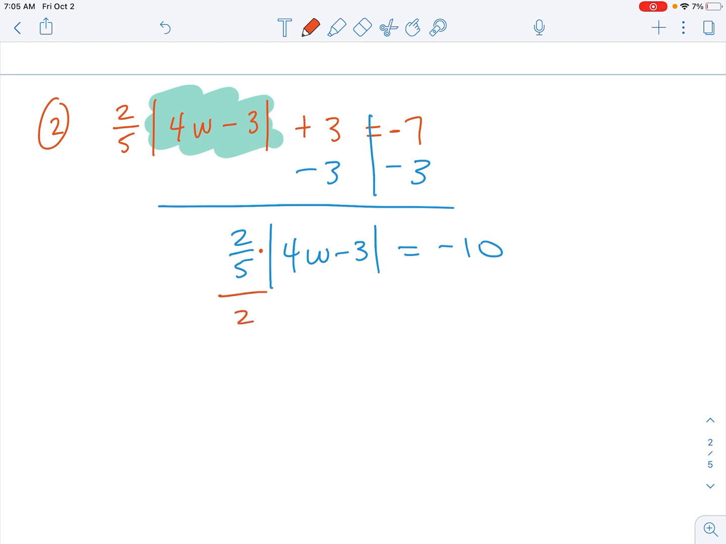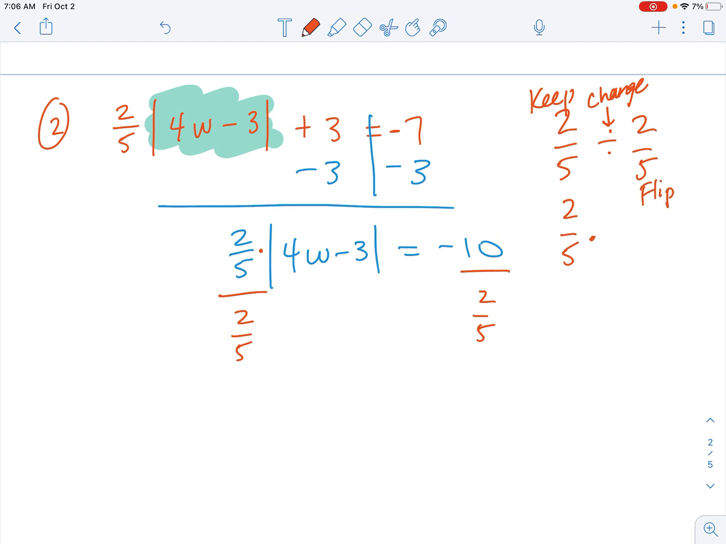So we know we need to divide 2/5 on both sides. But when it comes to fractions, there's an easier way to do this. Remember that if you're going to divide a fraction by another fraction, if you keep the first fraction, change division to multiplication, and flip the second fraction, the two arithmetic steps mean the same thing. 2/5 divided by 2/5 is the same thing as 2/5 times 5/2.